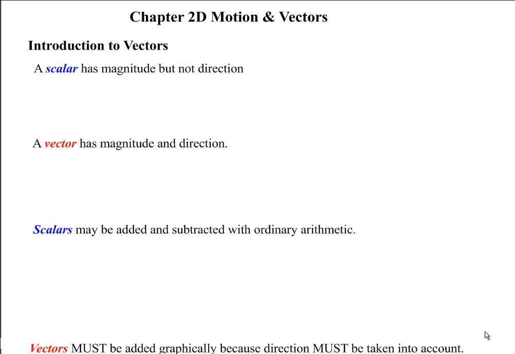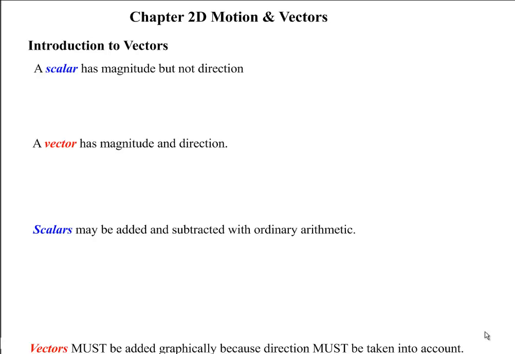Let's take a look at motion and vectors. Chapter 2 deals with two-dimensional motion. One-dimensional motion, you'd be moving along in a straight line, either forward or backward, left or right. Two-dimensional motion, we can go left, right, as well as up, down. Therefore, we need to use vectors when we're talking about this stuff. So we're going to talk about vectors and introduce some terms so that everybody knows what we're talking about.